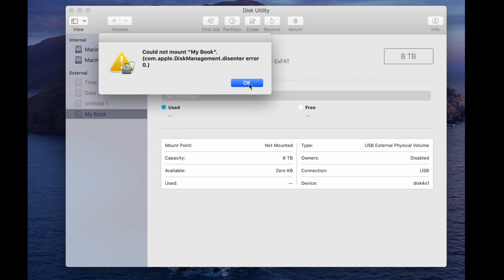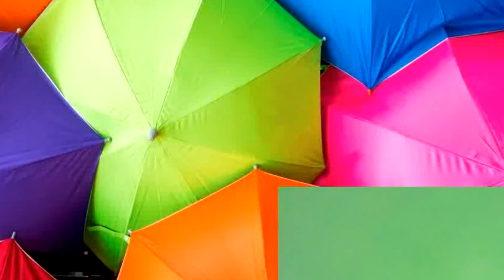And I couldn't find a way to fix this on my Mac, so I googled it, and even there was no information on how to consistently get rid of this problem. So the way that I found to fix this really easily is to go to a Windows machine.